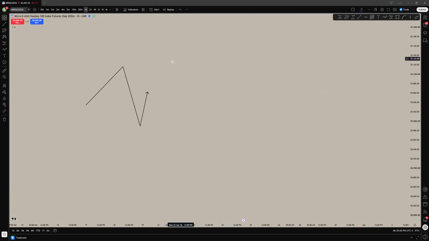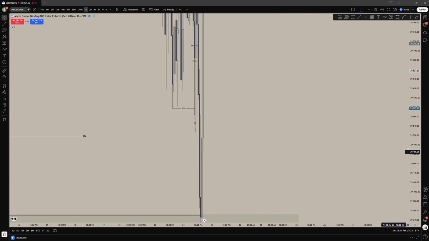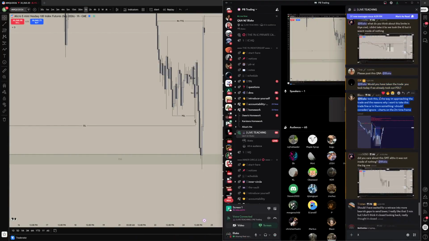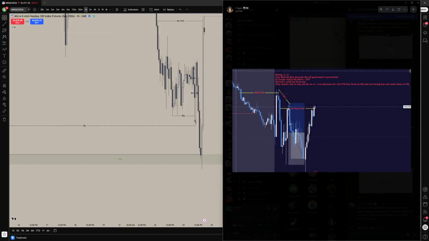No, in seek and destroy days, we usually go back all the way up to the highs, and then just go all the way back down. And it looks like that. It's very drastic moves, just taking out a bunch of stop losses left and right. Took this. The way I'm approaching the trade and the reason I want to take this trade, fine, or is there anything?